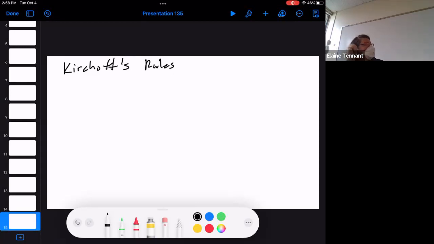So Kirchhoff's rules, there's two of them. We have the junction rule, where anytime you have a junction, and a junction is any split. In fact, you don't even have to say split, you can be even more simple than that. Basically, at any spot on a circuit, the current in has to equal the current out.